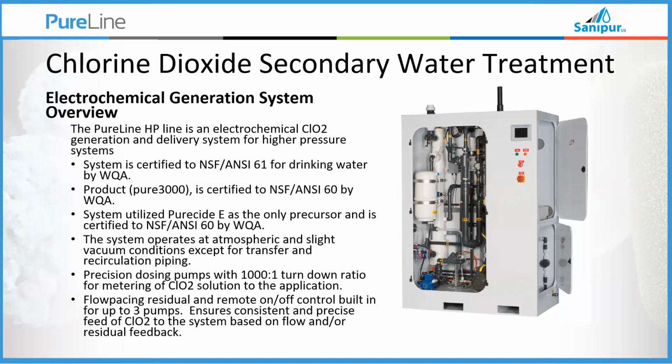They come with highly sophisticated, state-of-the-art 1,000-to-1 turndown dosing pumps with DC brushless motors, really sophisticated systems. The last 10 years has really seen huge improvements in capabilities, reliability, and cost effectiveness of these types of metering pumps, which really goes to controlling and maintaining your treatment systems. Flow pacing, residuals, remote on-offs, remote monitoring, alarms, text and email messaging are all available on systems like these.